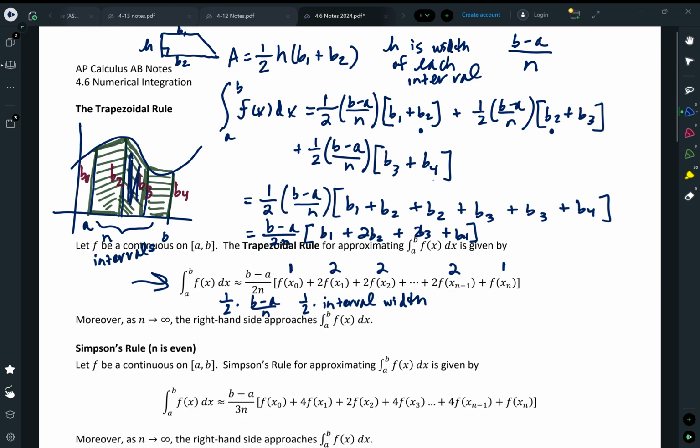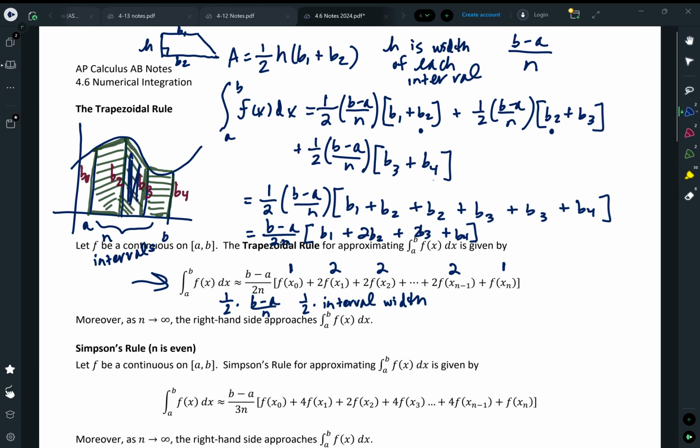But I find on AP stuff, this is usually going to be seen in the form of a table, and the interval widths will not be the same. So even though we're going to be using this formula in our math book, it's got a lot of practical applications that make sense. You're not really going to be using it on the AP test.